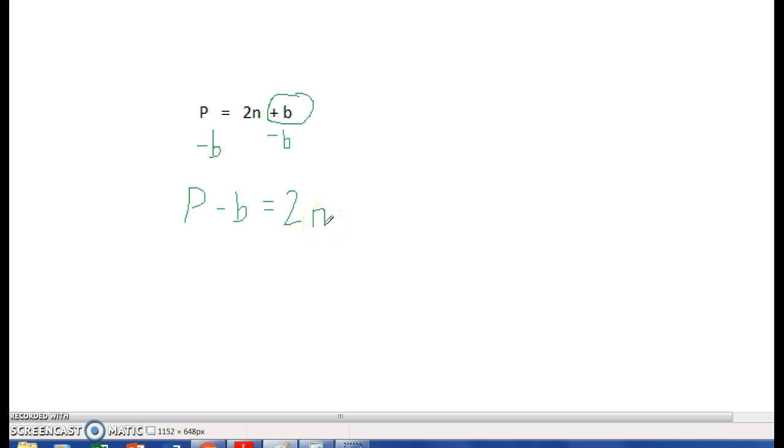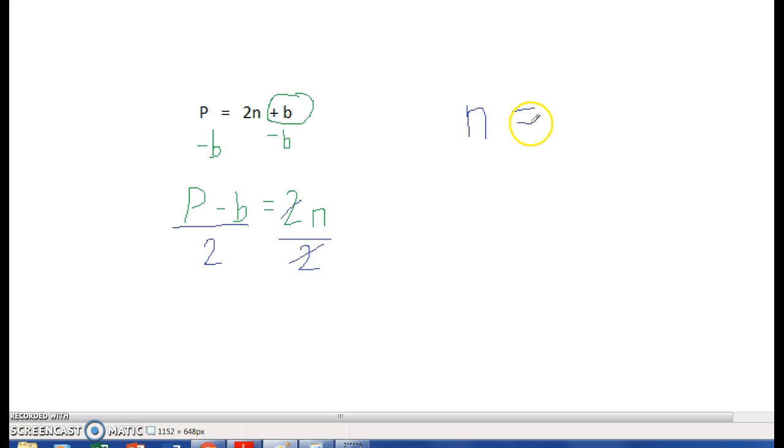All right, so far we haven't done anything drastic. All we did was, since we were adding the b here, we're going to subtract it from both sides. Same way you do with algebra all the time. Now we have P minus b equals 2n. We have to do something with the 2. So if we're multiplying something by a 2, the way we're going to get rid of it is we are going to divide. These two numbers will divide out and leave an n by itself on this side. So the n is by itself.